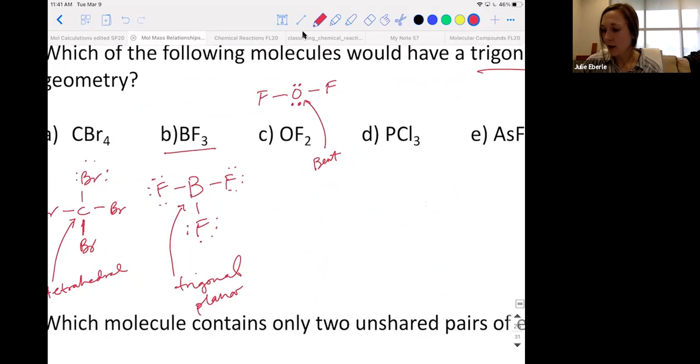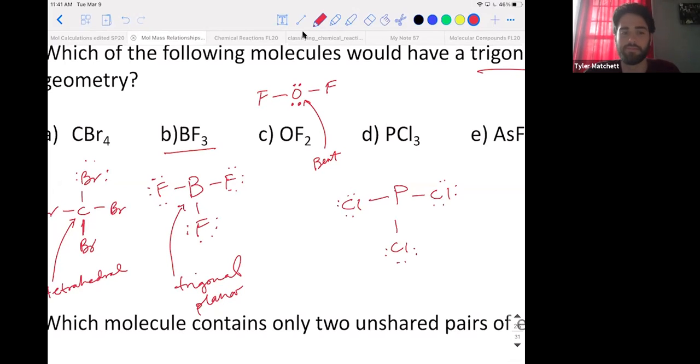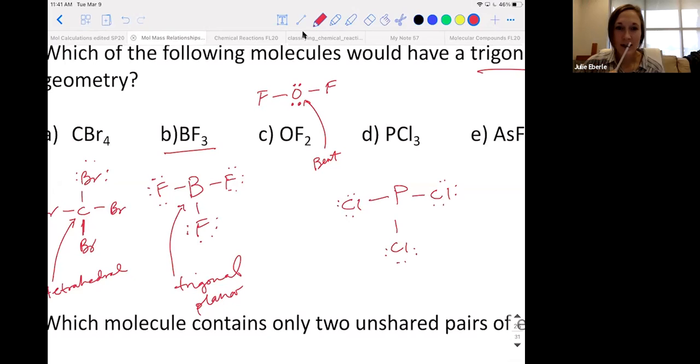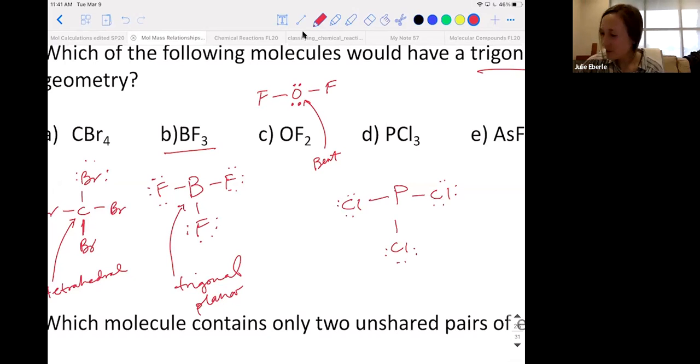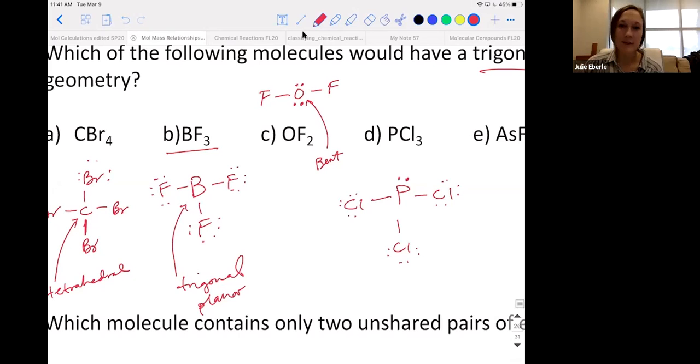PCl3 looks a whole lot like BF3, right? Maybe that's trigonal planar. What do y'all think? Is this the structure? Yes. No, we're not done. What are we missing? Sorry, we've got one. Lone pairs? There we go. Thanks, Bradley. We've got a lone pair on that phosphorus.